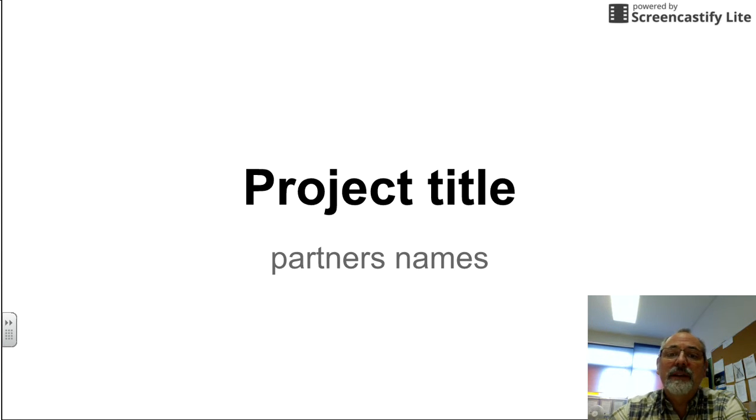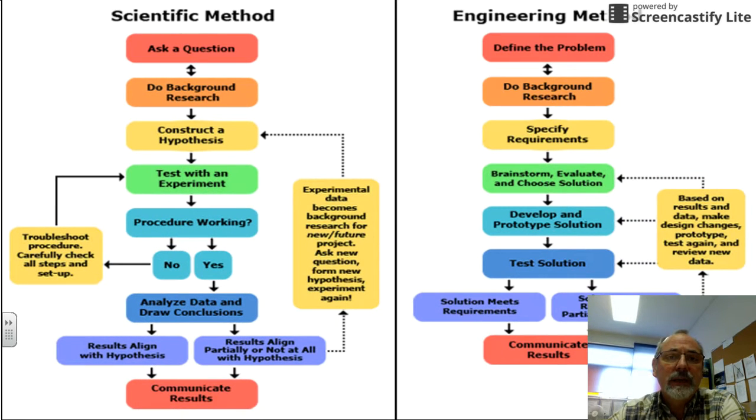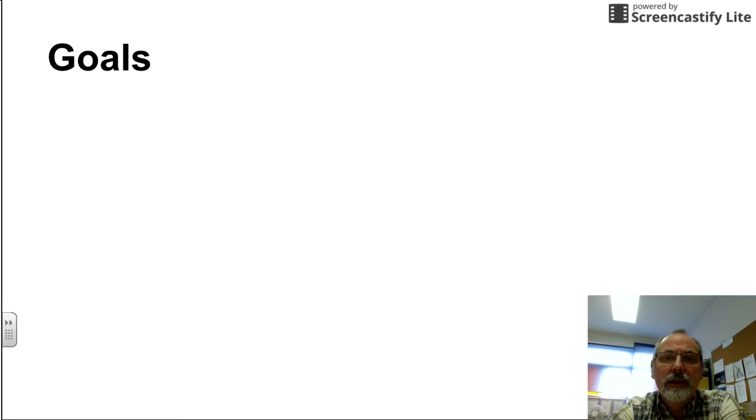So here is the start. The project title goes on your video with your partners' names. These are showing you the difference between the science method and the engineering method. The scientific method is a little different, and in the scientific method, you start with a question and not so much a problem, and you do very similar things. But the design, testing, retesting, redesigning is unique to the engineering method.